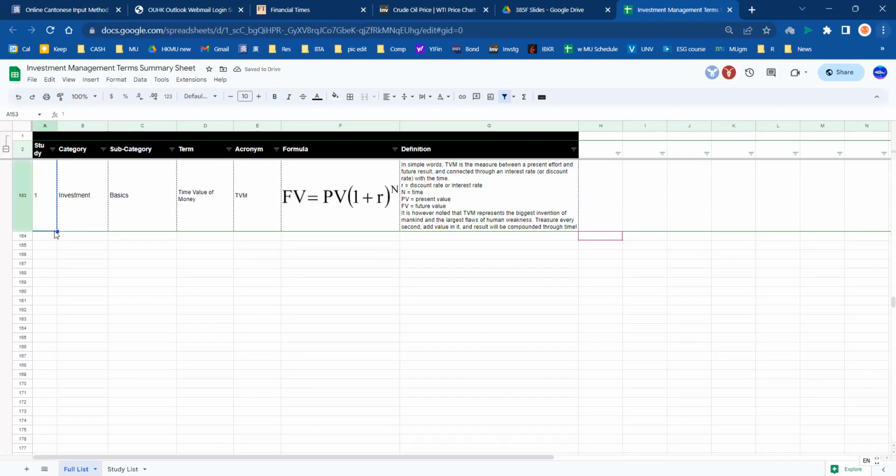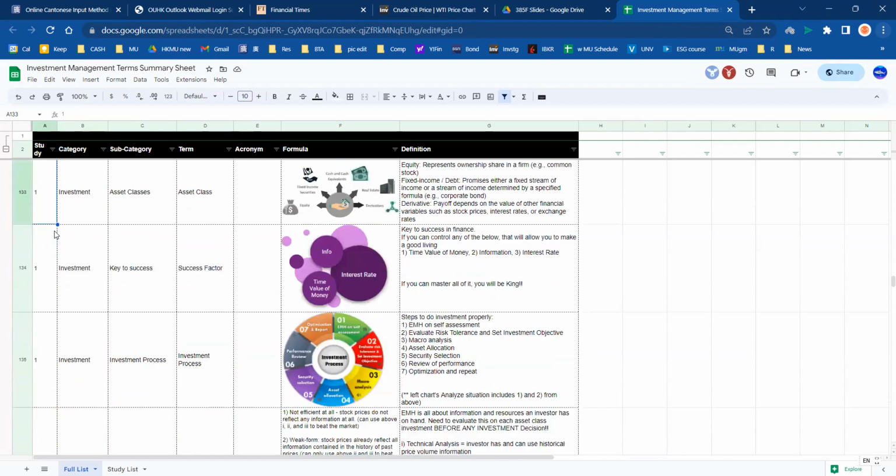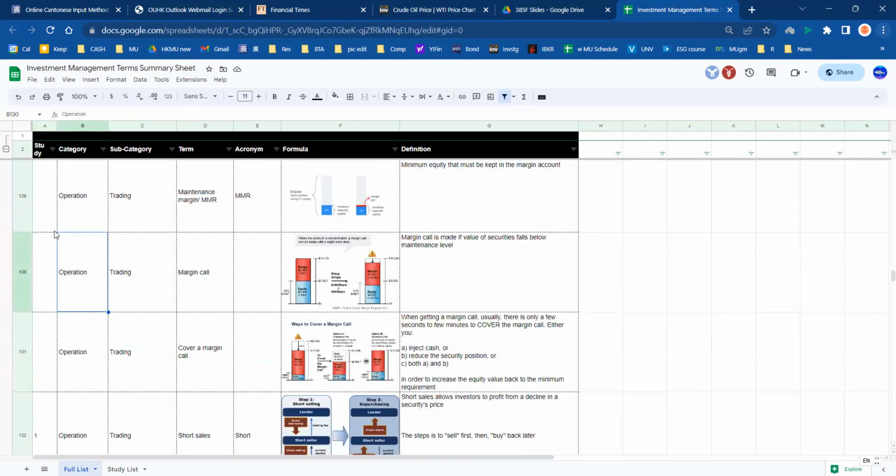Everything here. So let's say there's no number 1 here. Market risk, firm specific risk. Forget it. It will not be in the exam. It will not be in the quiz. For instance, do I need to study margin call? No way. I'm not going to ask you in the quiz. So there's no number 1.